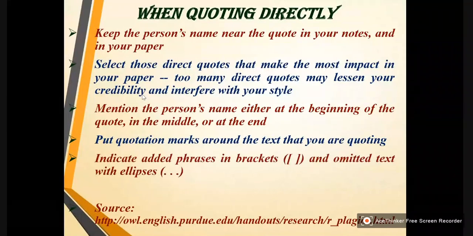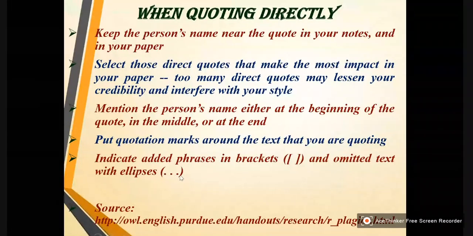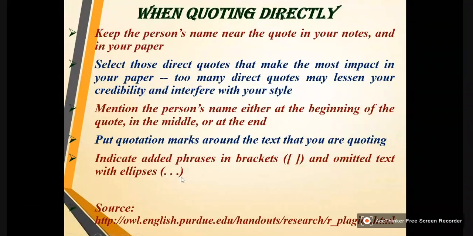Indicate added phrases in brackets and omitted text with ellipses. That means if you are adding any information, use this set of brackets. And if you omit any text, you just put this symbol. You need not write that eliminated or omitted information. If it is too lengthy, you can just use it like this. So this is the source from where I got this information. All of you can refer to this.